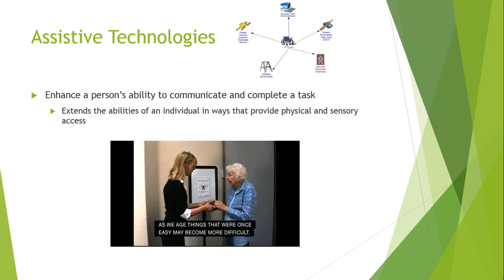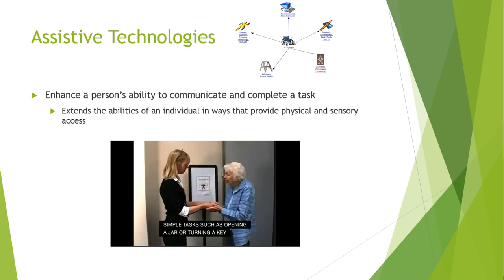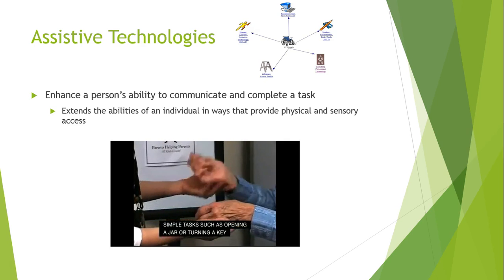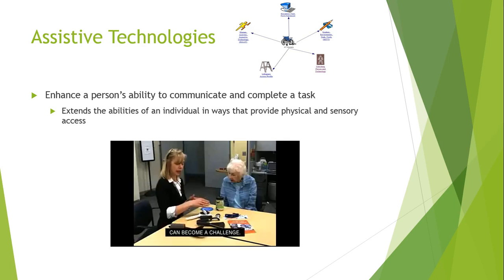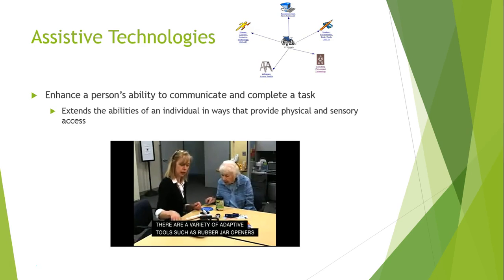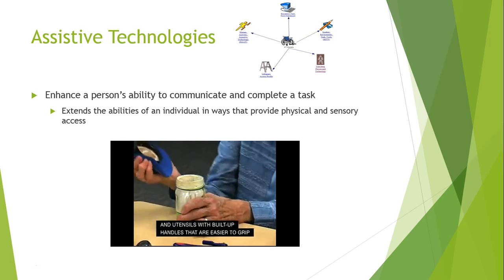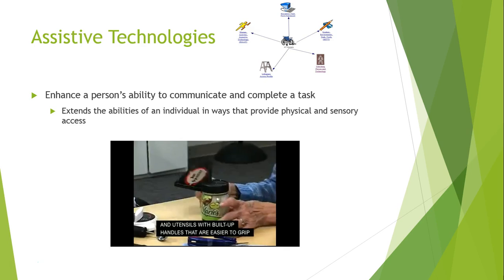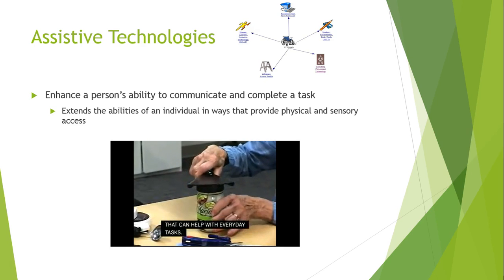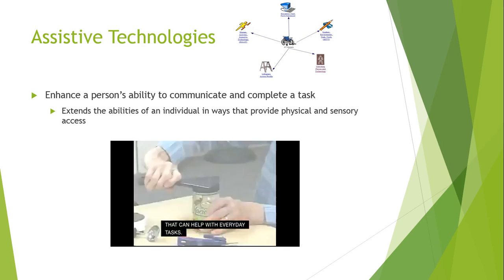As we age, things that were once easy may become more difficult. Simple tasks such as opening a jar or turning a key can become a challenge. There are a variety of adaptive tools such as rubber jar openers and utensils with built-up handles that are easier to grip that can help with everyday tasks.